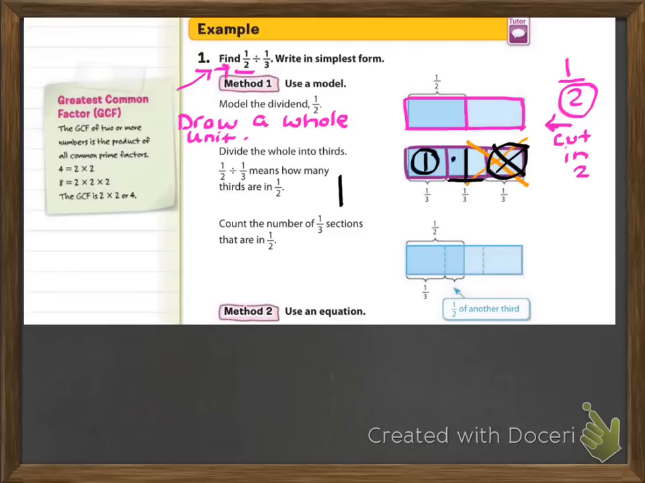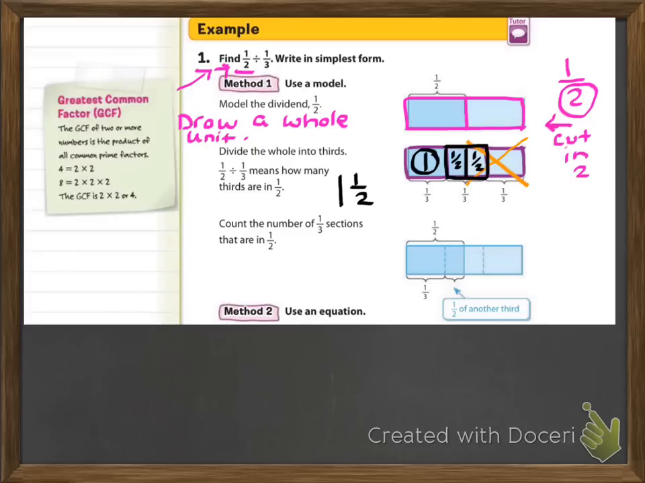So how many sections, and now I'm going to go backwards on this, so some of the stuff I just drew is going to go away. How many sections, if we're only looking at this right here, just look at that black box. How many pieces do we have? Well, we have 2, right? So that means we have 1/2 and we have 1/2. So that's why we have 1 and 1/2 of another third. So when we're dividing 1/2 divided by 1/3, we get 1 and 1/2.